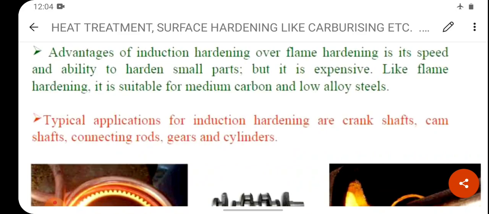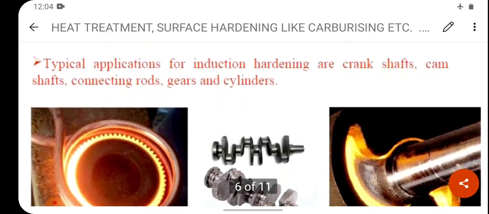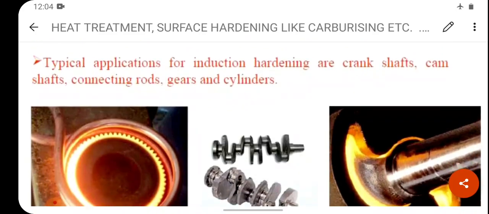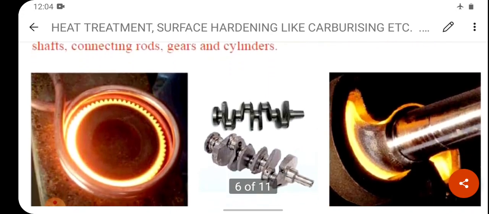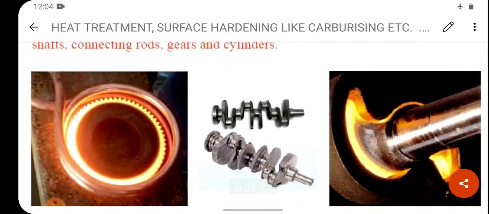Typical applications for induction hardening are crankshafts, camshafts, connecting rods, gears and cylinders. So here I have shown the figure, that is a camshaft or crankshaft. The induction hardening process for surface hardening is also used for connecting rods, for gears, and for cylinders. These are figures for additional information. With the help of the induction process, the part is heated and after that it is quenched.